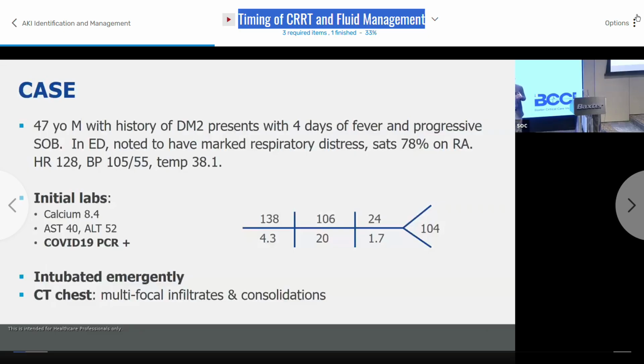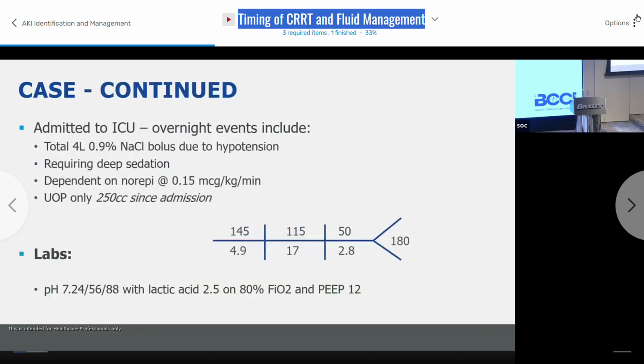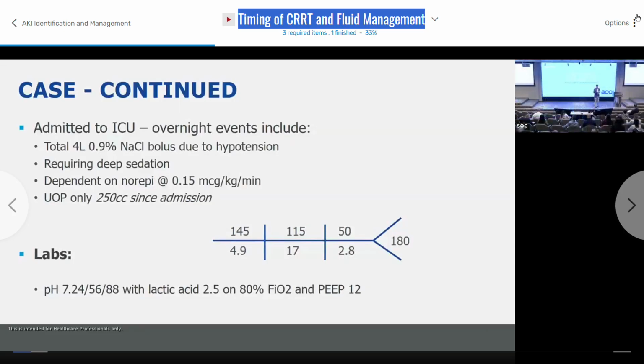CT chest showed multifocal infiltrates and consolidations. He was intubated emergently. Overnight in the ICU, he received a fair amount of 0.9% sodium chloride, which is a whole different topic, required deep sedation, was started on norepinephrine, and only made a couple of cc's of urine over the course of the day. And despite the volume expansion, his creatinine was up to 2.8 already on the next day. You can see he's a little bit acidemic with a mixed respiratory metabolic acidosis. He's on a fair amount of oxygen and PEEP.